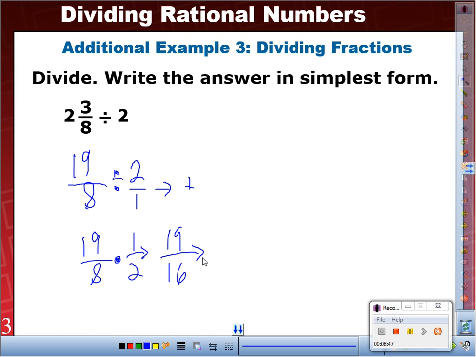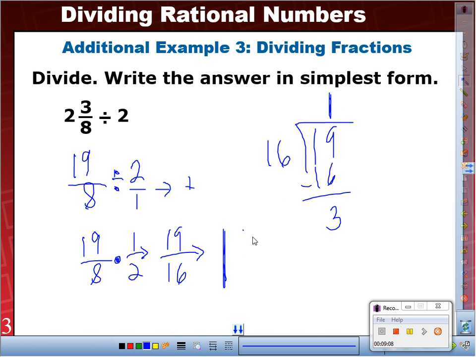Step 4, what was the last step, Mark? Simplify. Can we simplify this one anymore? Yes, by dividing 16 into 19. 19 can be divided by 16. It's in there one time, with 3 left over, so this becomes 1 3/16. Hands up if you got that by yourself? Okay. Alright, any questions with these?